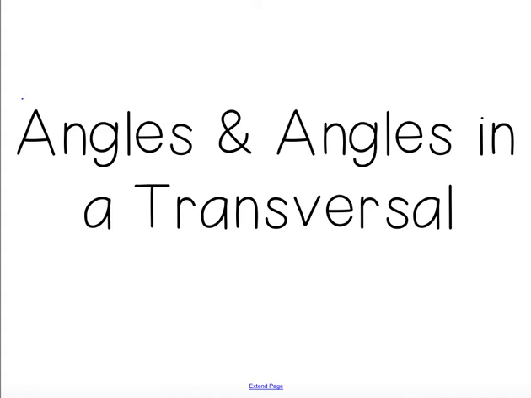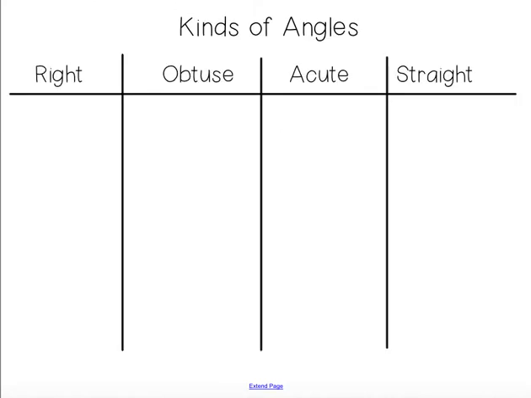Okay, this video is about angles and then angles in a transversal. So first of all, we want to go over the types of angles and what they look like. So we have right angles, which if we remember from our degrees in a circle, is 1/4 of a circle. And they are two lines that are perpendicular to each other.